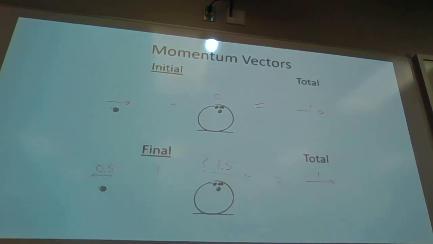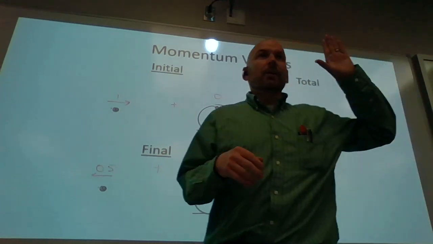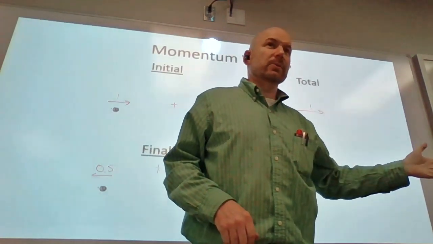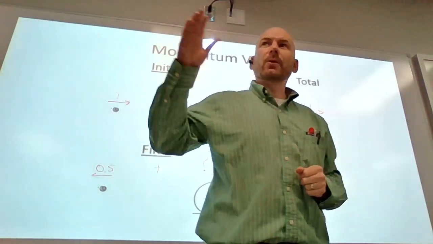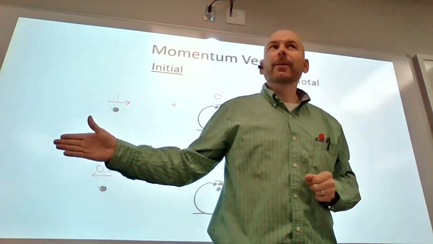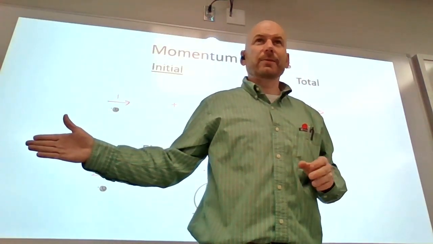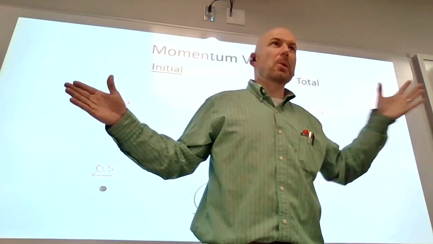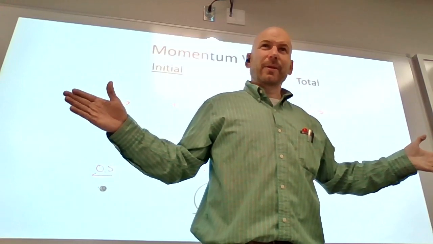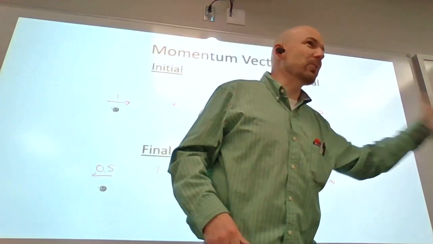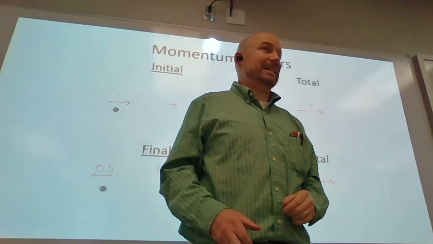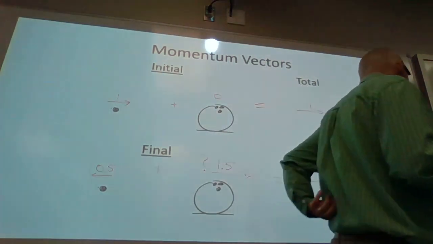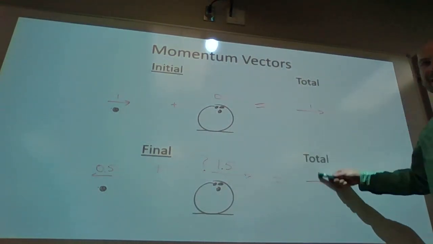So if the total momentum of the system is going this way initially, then the total momentum of the system afterwards has to be going this way. So if you have something going this way, the other thing has to overcompensate for this way by being more positive or more in this direction. Does that make sense? So the total momentum of the system is still this way. You get that?